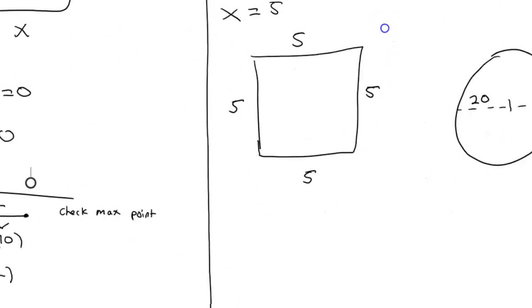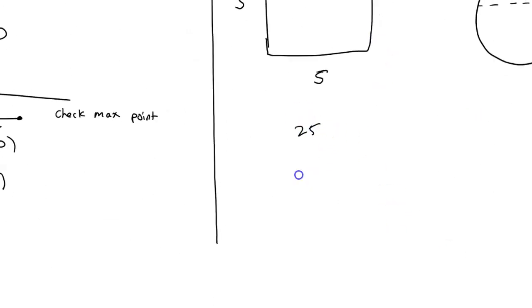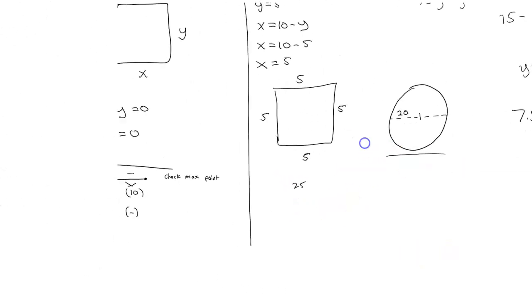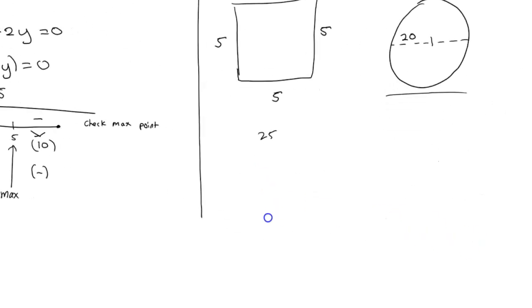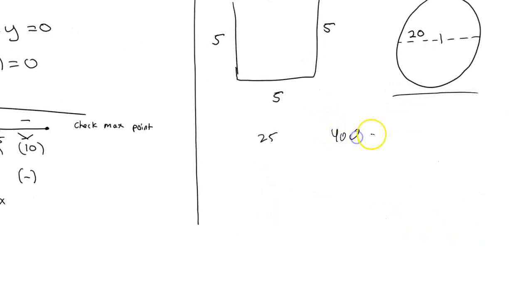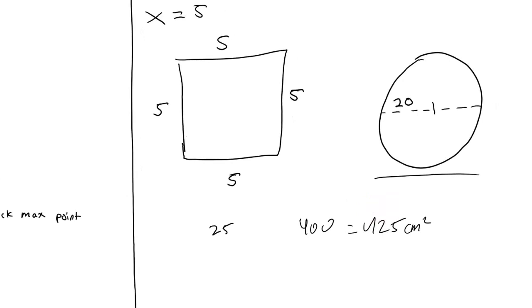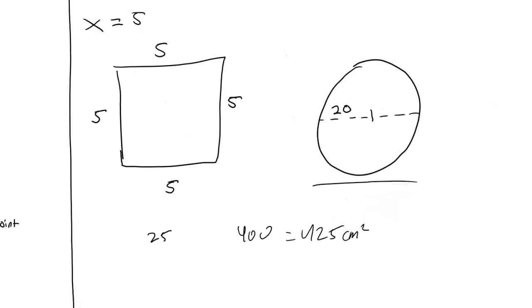So our area is 25 for the square, and then our area for the circle will be 400. So it will be 425 total area. And then 5, 5, 5, 5, which will be 20 centimeters perimeter for our square, and then 20 as our radius for our circle, so it will be 40 centimeters long total.